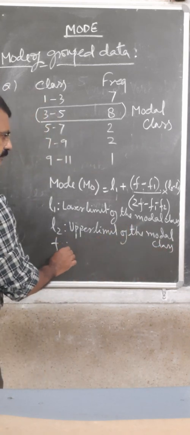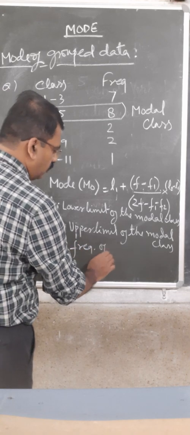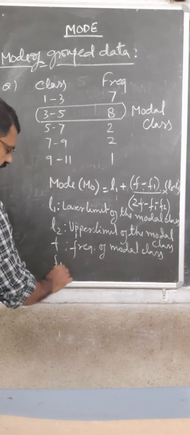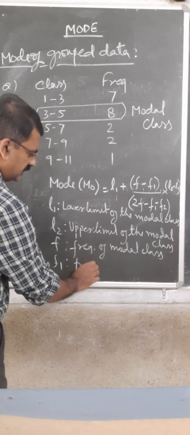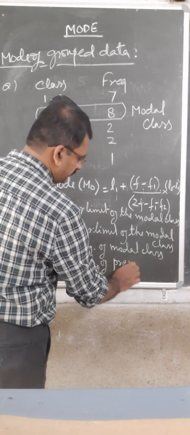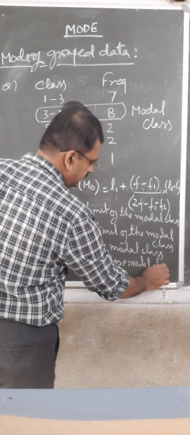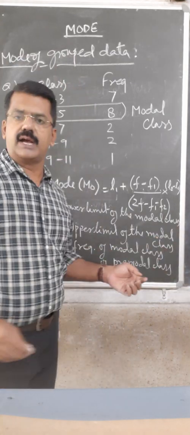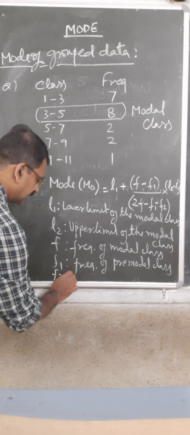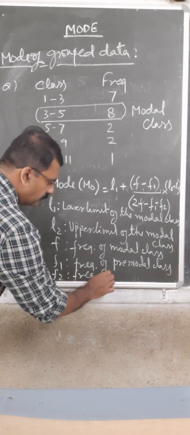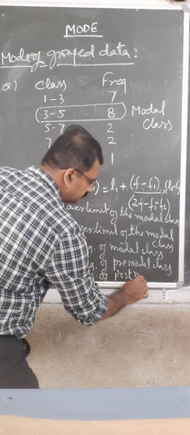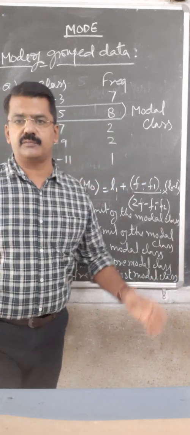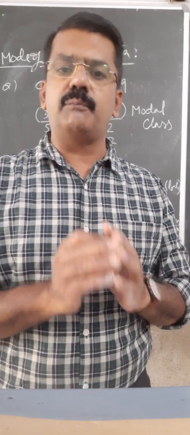F is the frequency of the modal class. F1 is the frequency of the pre-modal class, meaning the class just before the modal class, and F2 is the frequency of the post-modal class. So F1 is the frequency of the pre-modal class and F2 is the frequency of the post-modal class.